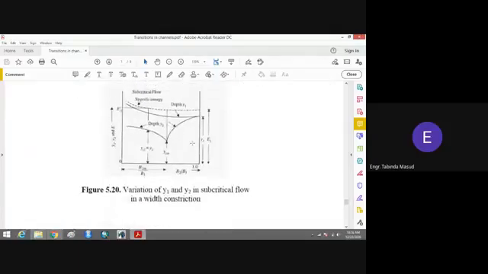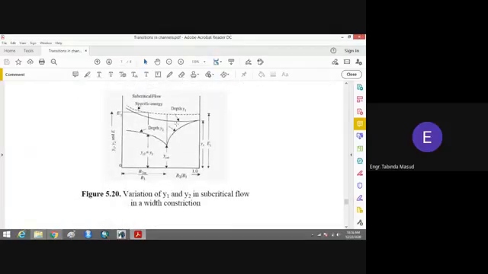Here you can see that this is a little bit complicated figure, but once you come to know it, it will get easy. On the y-axis, we have the depths of the flow. Y1, Y2, and specific energy are all shown on the y-axis, and on the x-axis, we have the ratio of the two widths of the channel, B2 divided by B1. B1 is the width of the channel, and B2 is the width of the contracted section of the channel. So B2 by B1.